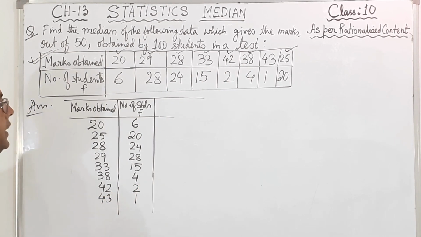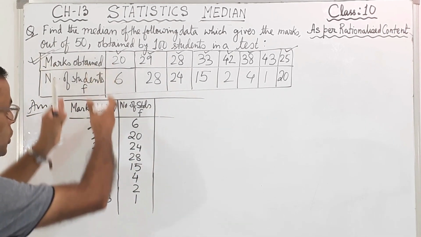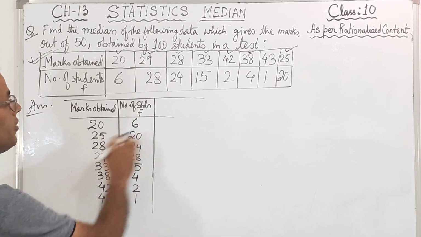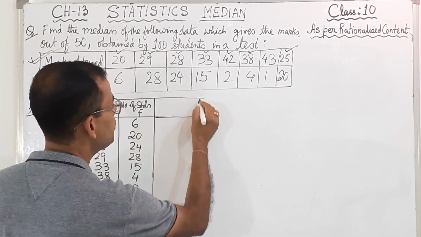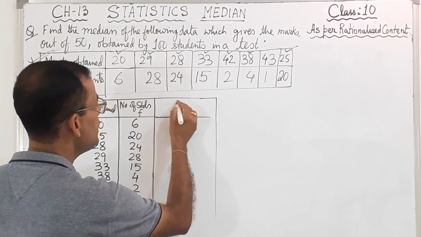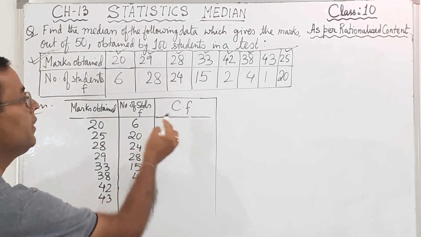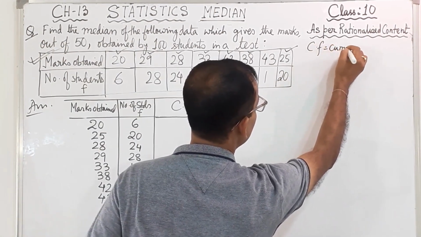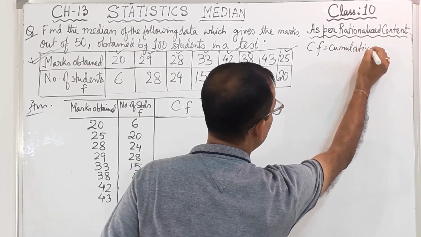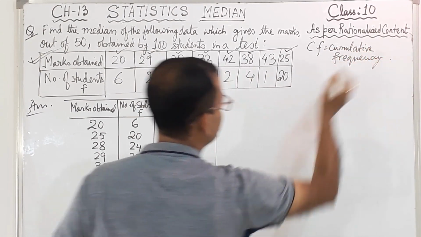So the data I have converted into what? 2 columns and several rows. After this, the next step I have to find out is what? CF, cumulative frequency. CF stands for cumulative frequency. Clear now? CF, cumulative frequency.